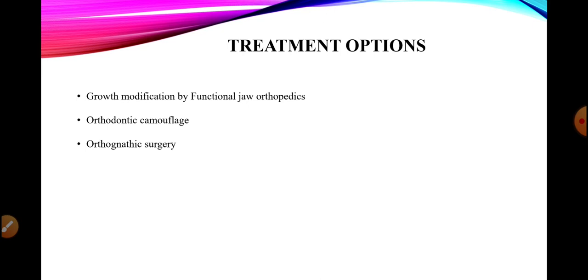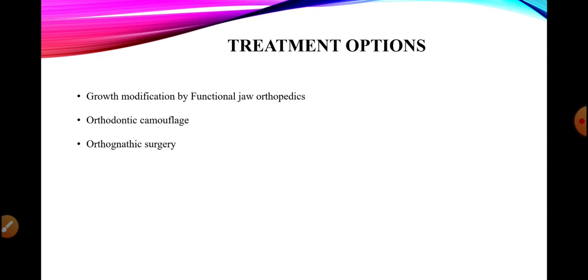Growth modification is usually done in cases when the patient is growing. First of all, that he is in the growing age. Secondly, the problem is lying in the jaws, either the maxilla or the mandible, and then we'll be dealing with them accordingly. In cases of orthodontic camouflage, usually it is done in less severe cases, when the discrepancy and the malocclusion is small, and we are just moving the teeth to hide the underlying discrepancy, and we are masking it, and we are not doing anything with the jaws. That comes under orthodontic camouflage.